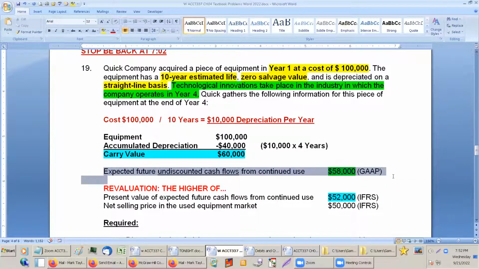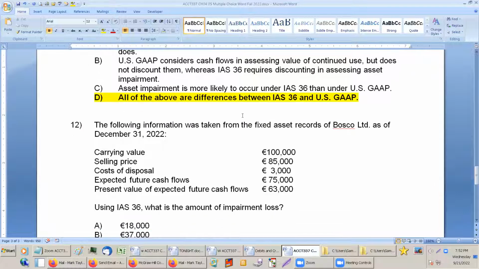So it's possible that you'd have under GAAP something that is not impaired. Like let's say that the carrying value was 55,000. Under GAAP, it wouldn't be impaired, whereas under international standards it would. So it is more likely that international standards will have something to be impaired.